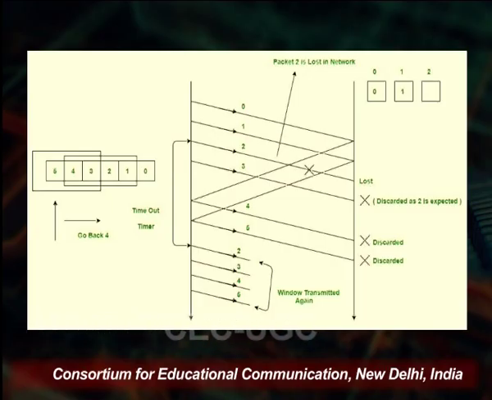And if you look at the sliding procedure of the window at the sender's end, 0 is fine, then 1 is fine, then the window keeps on sliding, so that 0 and 1 are fine, but 2 is stuck.